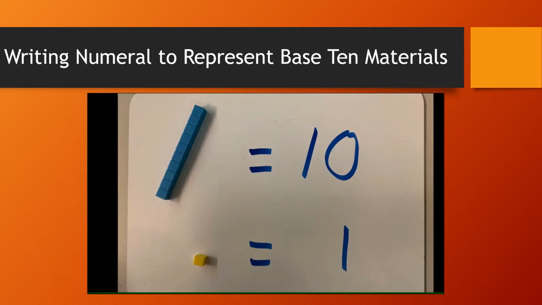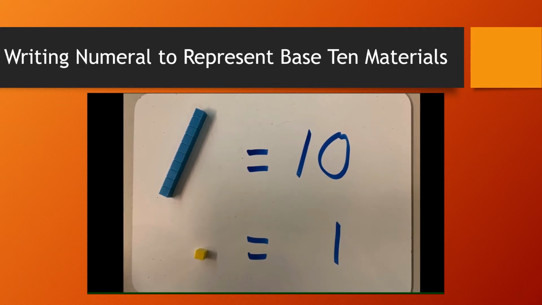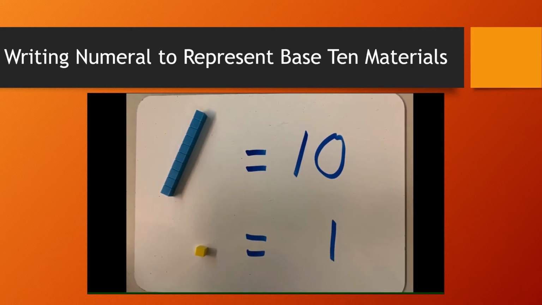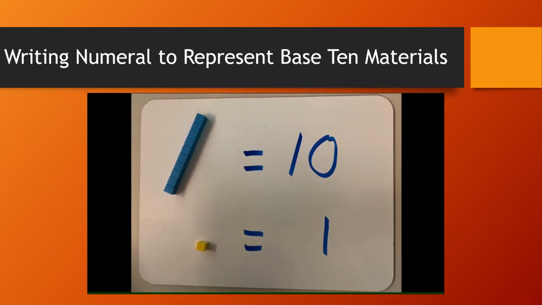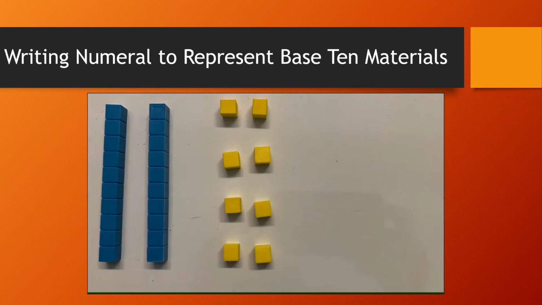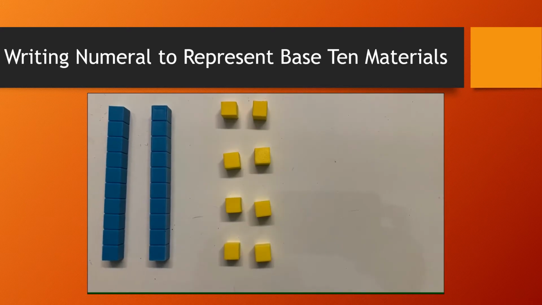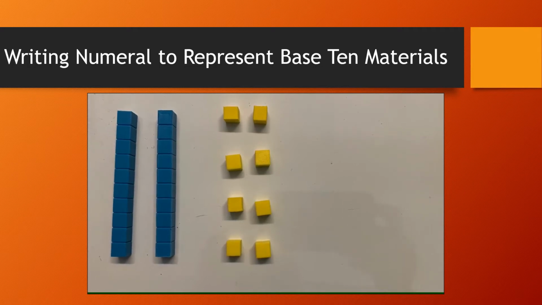For the activities coming up, I would like you to remember that a rod equals 10 and a little unit equals 1. We're going to have to remember this when we count the quantities of base 10 blocks I have coming up for you. Our goal now is to count the base 10 blocks and to write the numerals that represent the quantity of the base 10 material.